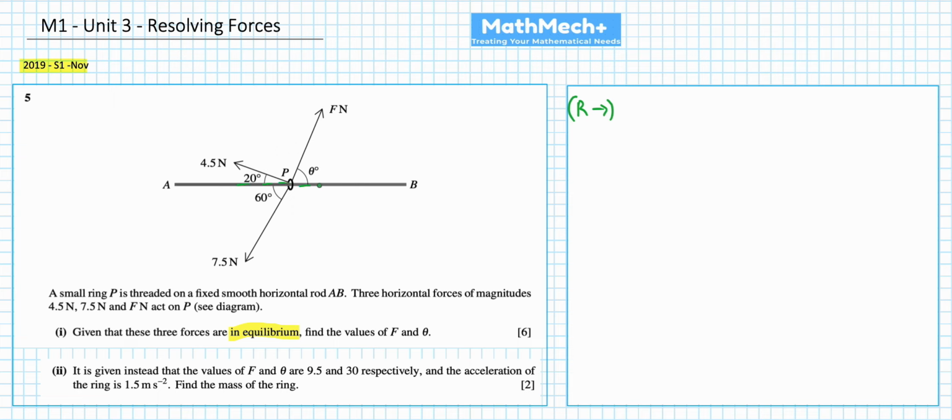So horizontally, we've got our 4.9 newtons, 7.5, and F. So 7.5 cosine 60 plus 4.5 cosine 20 is equal to our F component, F cosine theta. And we can solve then for F cosine theta.